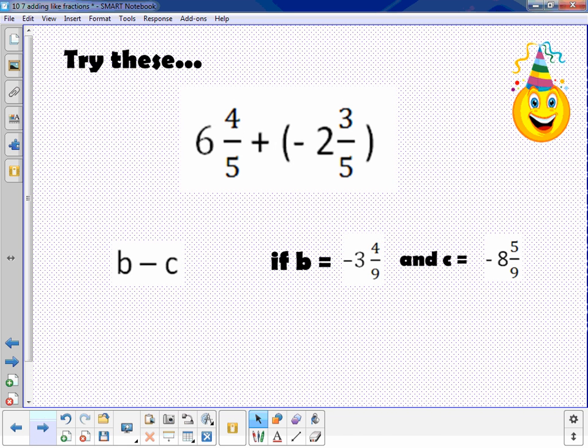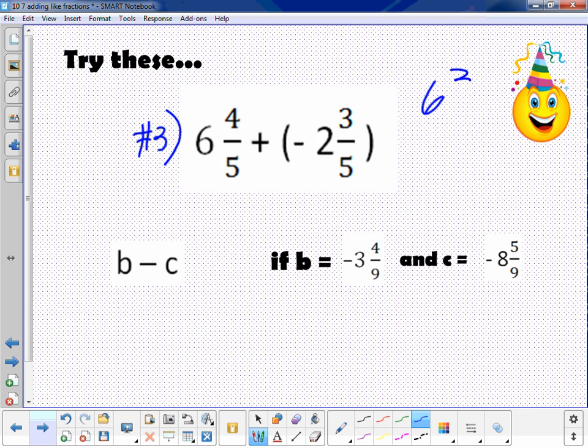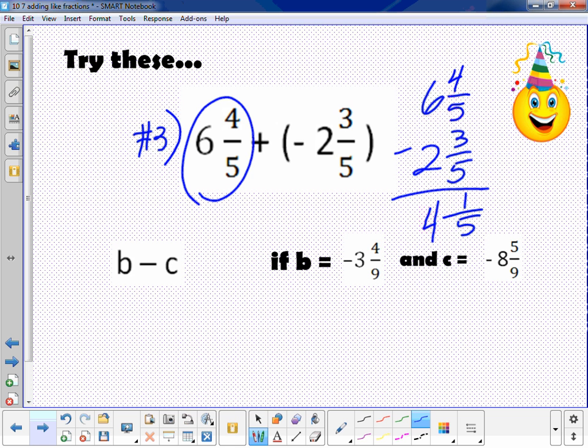All right, this one is example number 3. We have 6 and 4/5 plus -2 and 3/5. Different signs mean subtract. So I put my larger absolute value number on top. I like to write them vertically so that you can see very easily if you need to regroup. It's very important that you write it vertically when you're subtracting. I notice here I don't need to regroup. 4 minus 3 is 1, and keep your denominator the same. 6 minus 2 is 4. Now, my answer is going to be positive because 6 and 4/5 has the larger absolute value, and it's positive. So 4 and 1/5 is your answer.